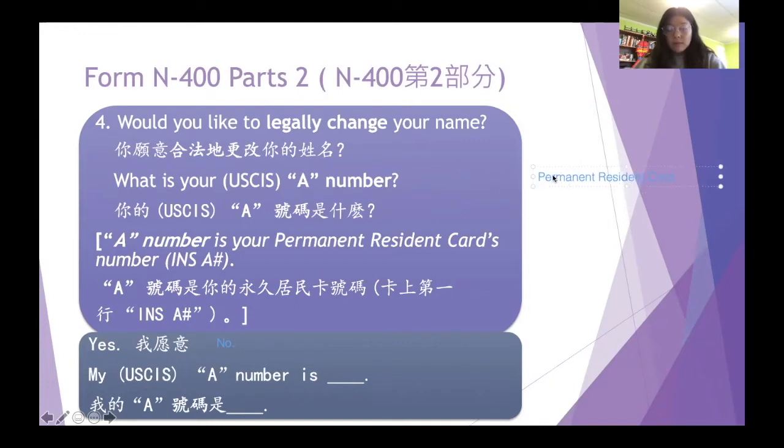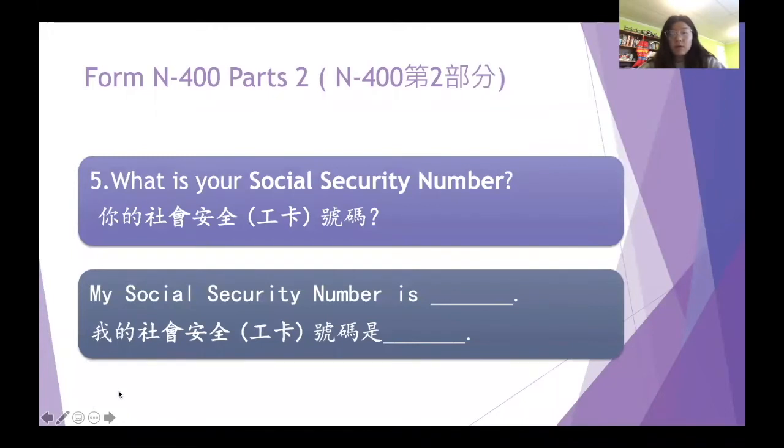Permanent resident card. Permanent resident card. 好，第五题。What is your social security number?